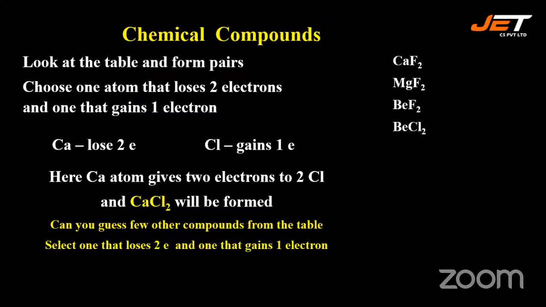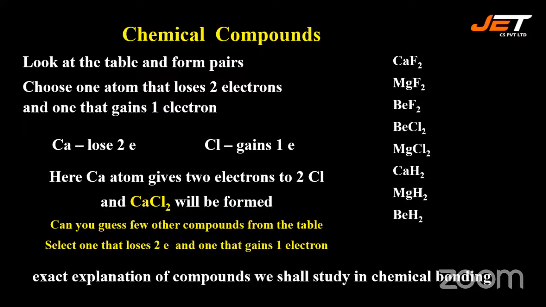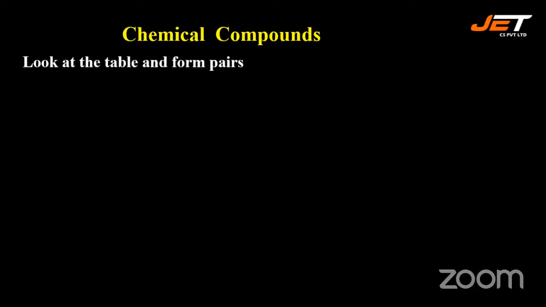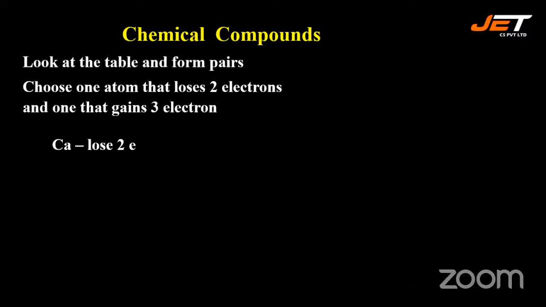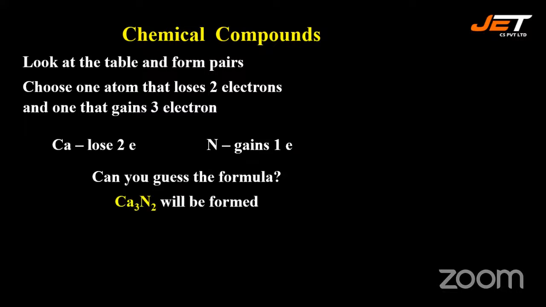CaF2, MgF2, BeCl2, MgCl2, CaH2, MgH2 and so on. So now look at the table and form pairs. Same, calcium loses 2 electrons, nitrogen gains 1 electron. Again, the one who is losing is more, so obviously 2 nitrogens will be required. So what? Ca3N2. But is this the formula, like CaN2?